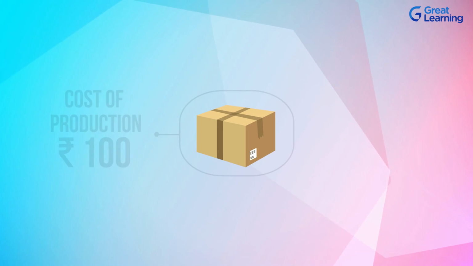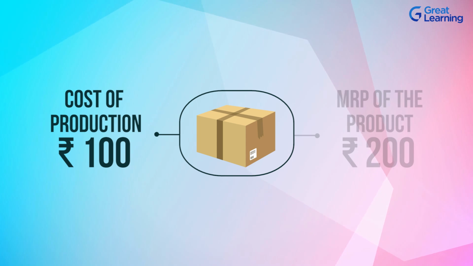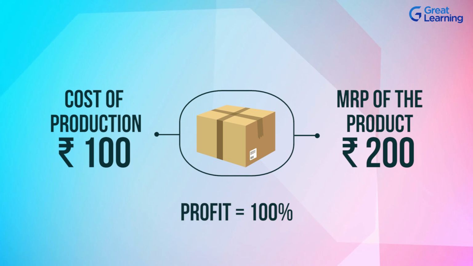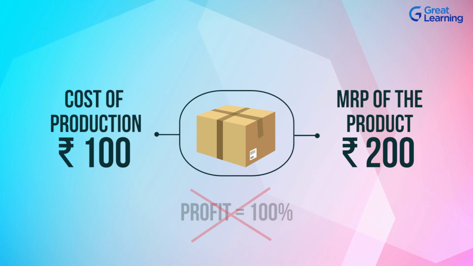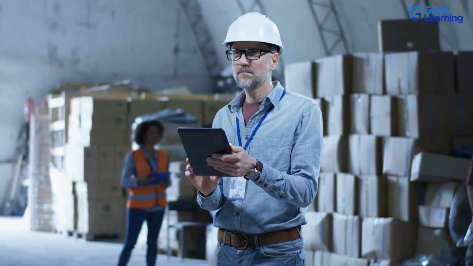For example, if the actual cost of production of a particular item is rupees 100 and the MRP at which it is being sold is rupees 200, you might think that the profit would be 100% here, but it's not. Then where is the part of the profit going? You need to know how much it costs the company to get those products available to your location.